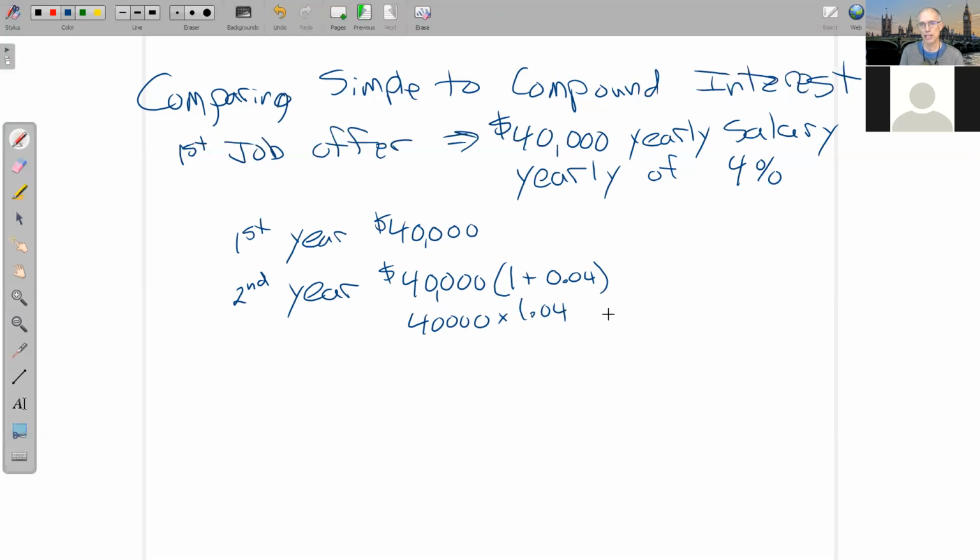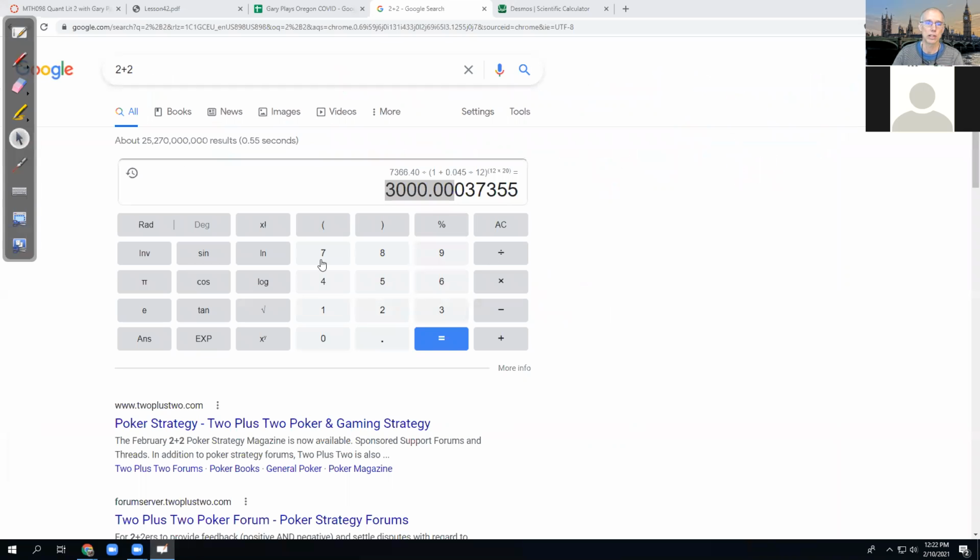And so if we make that calculation to figure out what he's going to make for the second year, 40,000 times 1.04. So I'm basically applying the yearly compound interest formula to his job, and it applies. So he's going to get a raise of $1,600 for the first year. So for the second year, he's going to make $41,600.